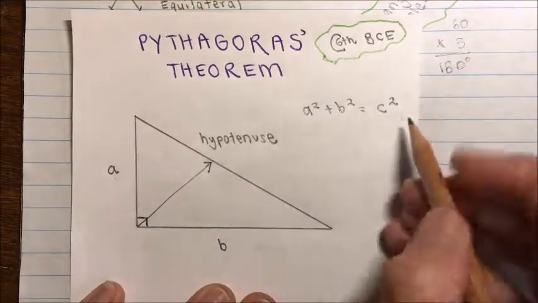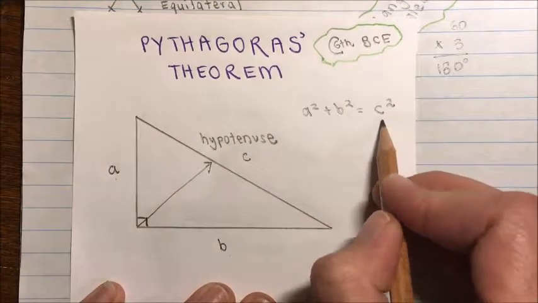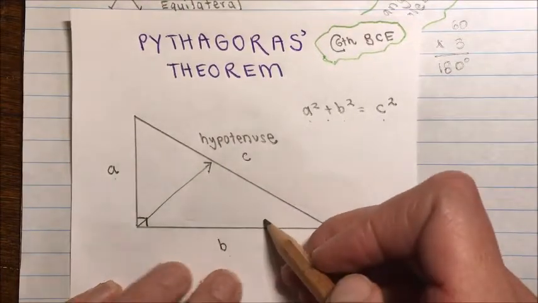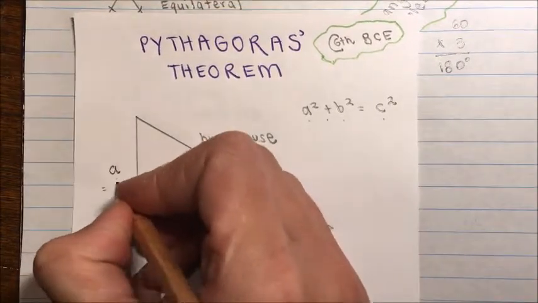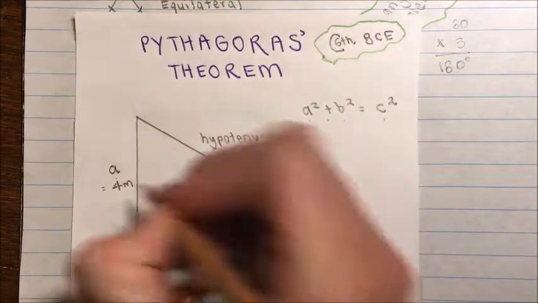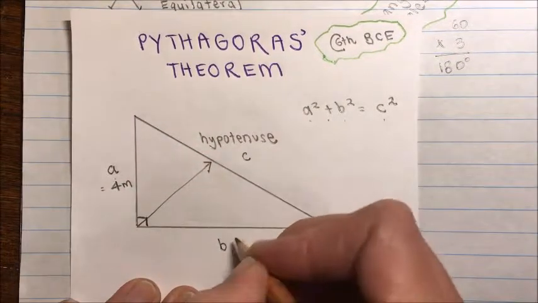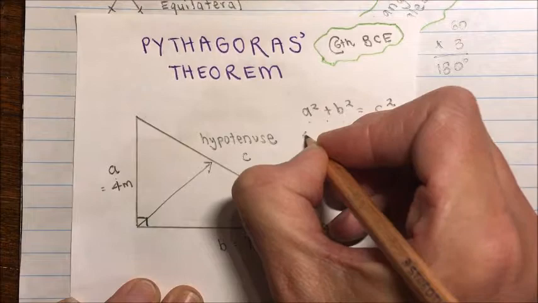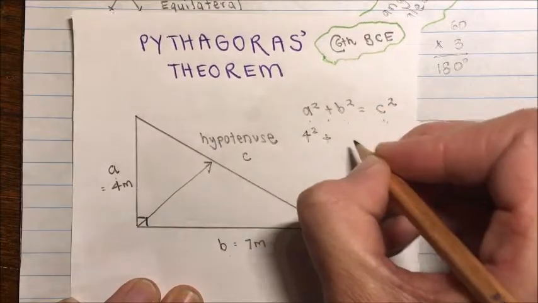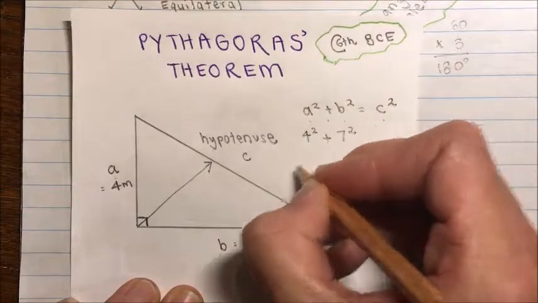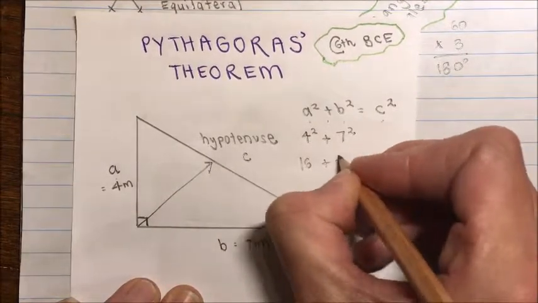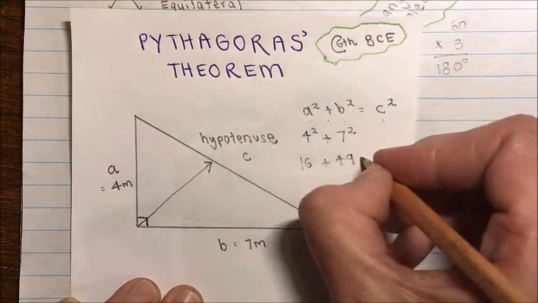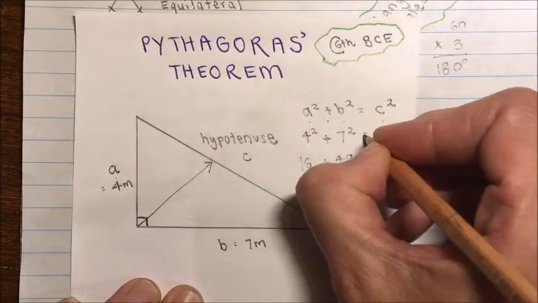So the square of the hypotenuse, let's just call it C, equals the sum of the squares of the other two sides. So let's just say that A equals 4 meters, and B equals 7 meters. A squared is 4 squared plus B squared, which is 7 squared. So we get 16 plus 49, and 16 plus 49 is 65.